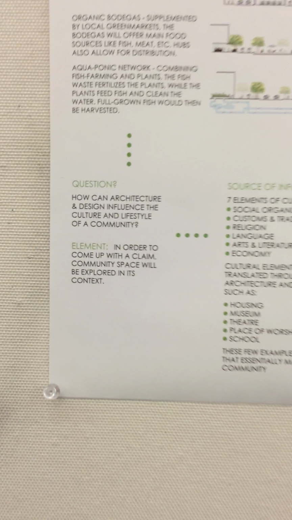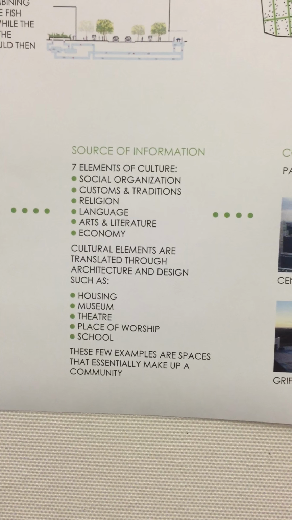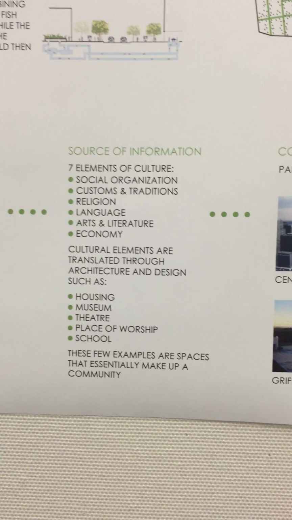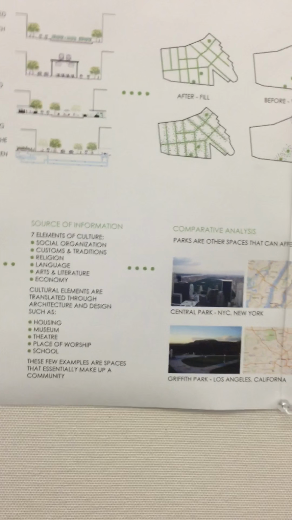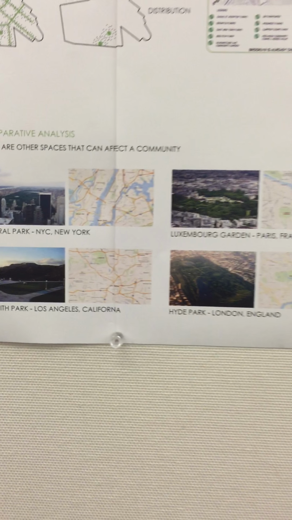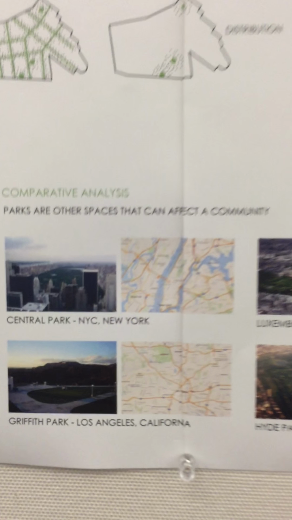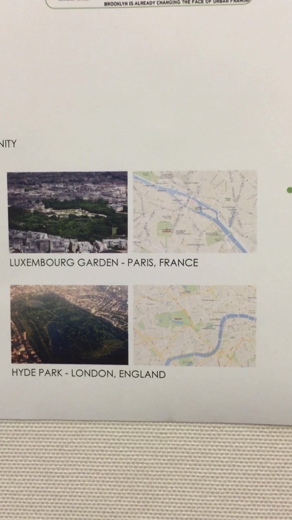Looking at my research question, I looked at community space and its context. For source of information, I looked at culture, elements of culture, and again how that translates to architecture. And then I also used comparative analysis, and the example I used was parks, which is something that could affect the community. I looked at 4 different parks around the world: Central Park in New York, Griffith Park in LA, Luxembourg in Paris, and Hyde Park in London.